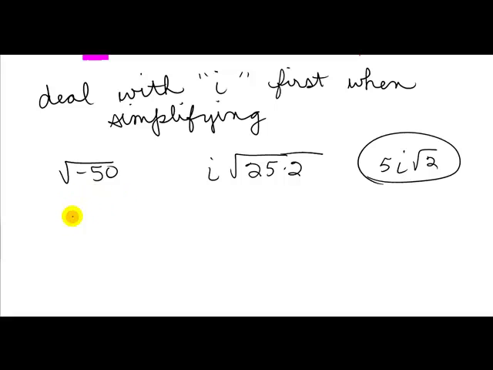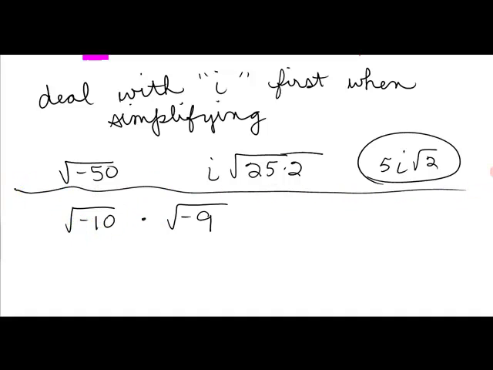When we're multiplying, we want to go ahead and deal with the i first also. So if we have a situation, the square root of negative 10 times the square root of negative 9. So remember, these negatives are underneath the radical. They're not in the front. If they'd be in the front, then we could go negative times negative equals a positive, but they're not. They're underneath. So what we want to do is go ahead and take the i's out, and so we would have i times the square root of 10 times i times the square root of 9.